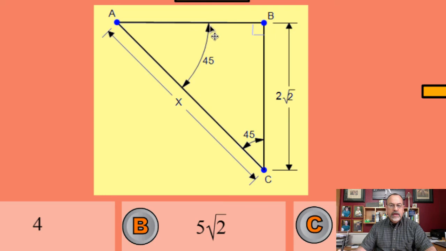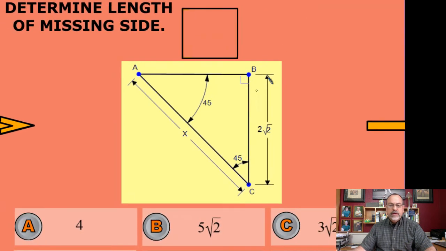In this example, again, I notice that this is a 45-45-90. x is across from the right angle, so that is the hypotenuse. I notice that the leg has a length of 2 square root of 2, so what would be the value of x? Well, what I have to remember is that in order to figure out what the hypotenuse is, I simply take the leg, whatever it is, and multiply it by radical 2.